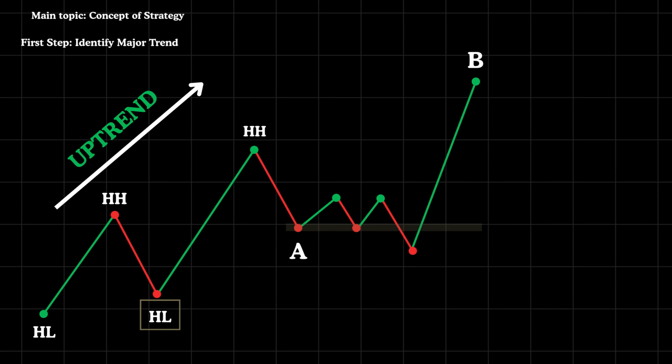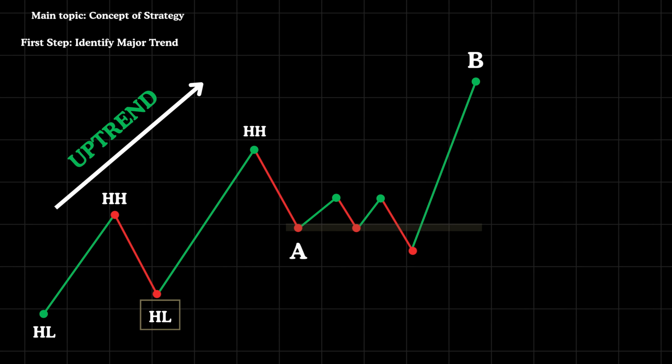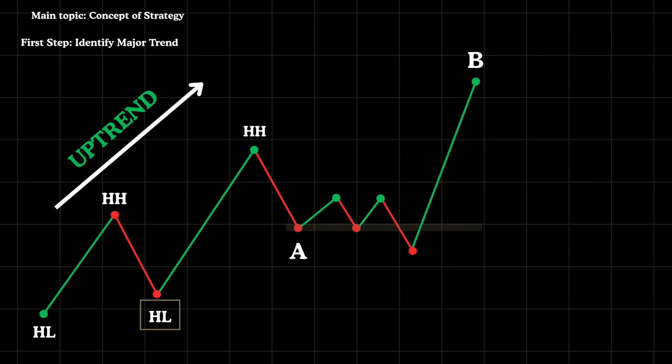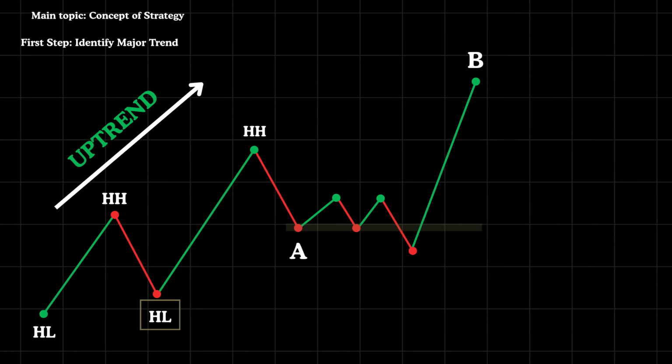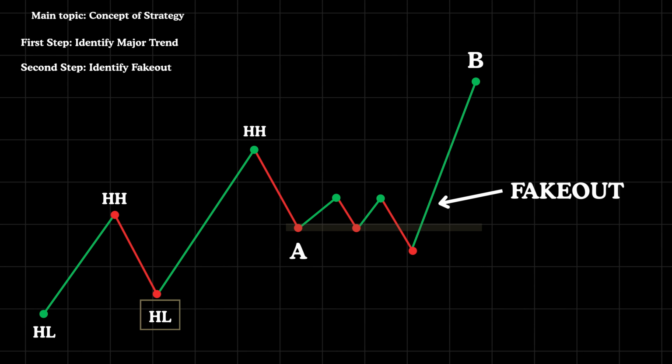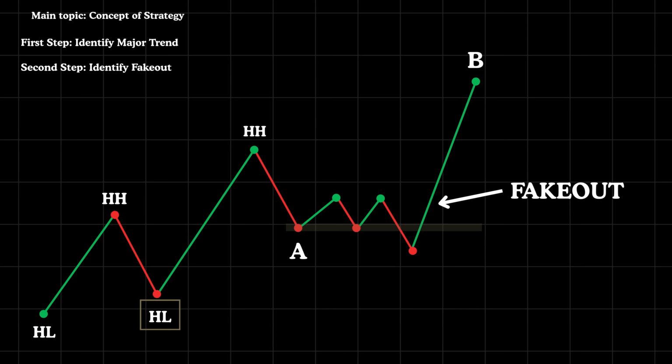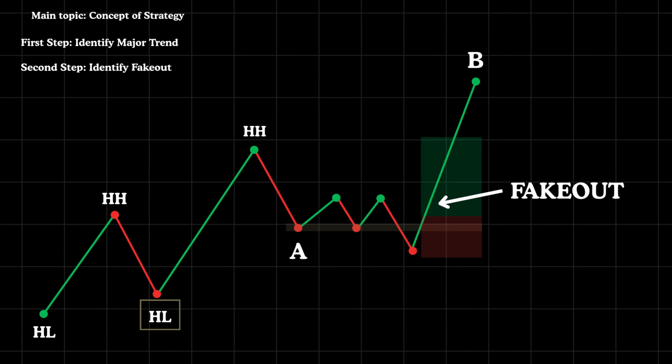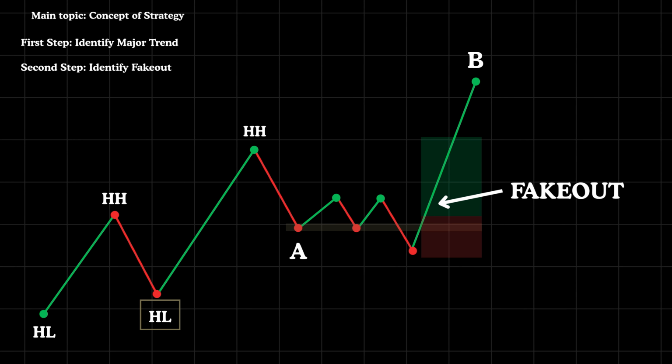First, we confirm that the market is in an uptrend, until we see a candle close below the higher low. So, we maintain a bullish bias. Second, we detect a fake out, which could signal a temporary shift into a short-term downtrend. And we then execute a buy trade when price breaks and closes back inside the previous range.